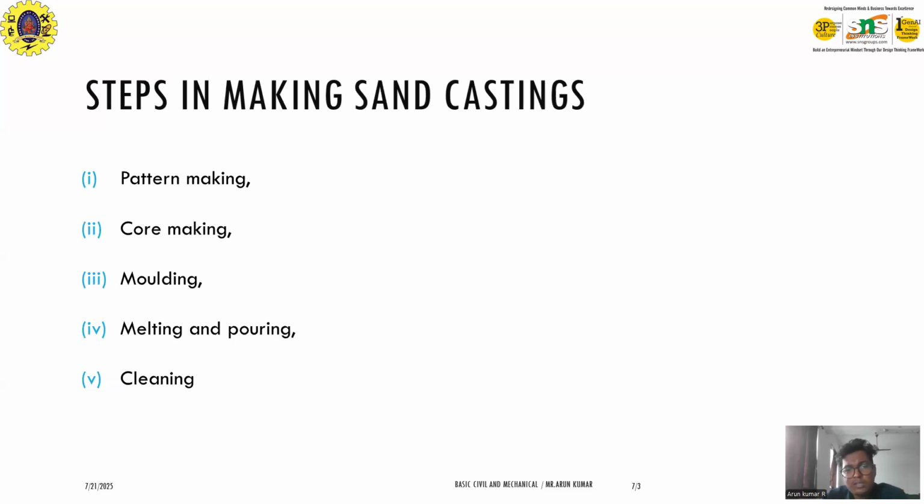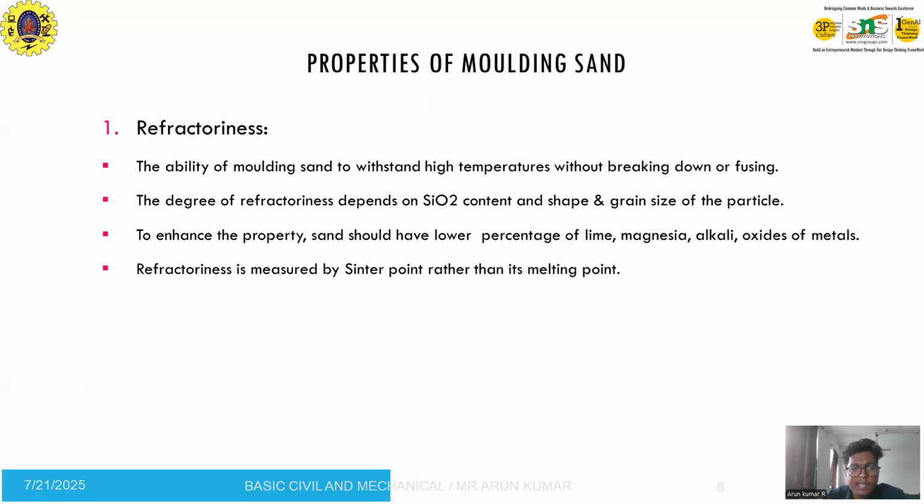Okay. So what are the steps we have to follow for the sand casting process? First of all, pattern making and core making, molding, melting and pouring, and finally a cleaning process. So these are the steps we carry out for the sand casting process.